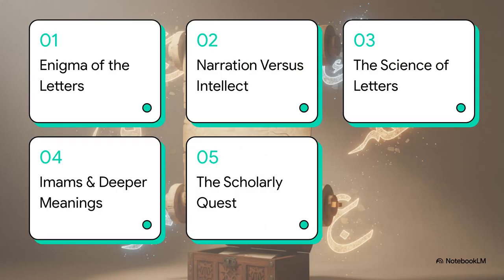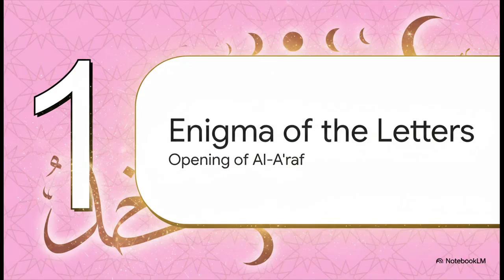All right, so here's our game plan for unpacking this enigma. First, we're going to lay out the core mystery of these letters themselves. Then we'll get into the two main ways scholars have tried to make sense of them, through divinely handed down knowledge versus what we can figure out with our own minds. We are going to delve into the absolutely fascinating and esoteric science of letters. And then we'll tie it all together by looking at how this connects to the teachings of the Ahl Bayt and what all of this really means for how we understand the Quran. So let's get right to it.